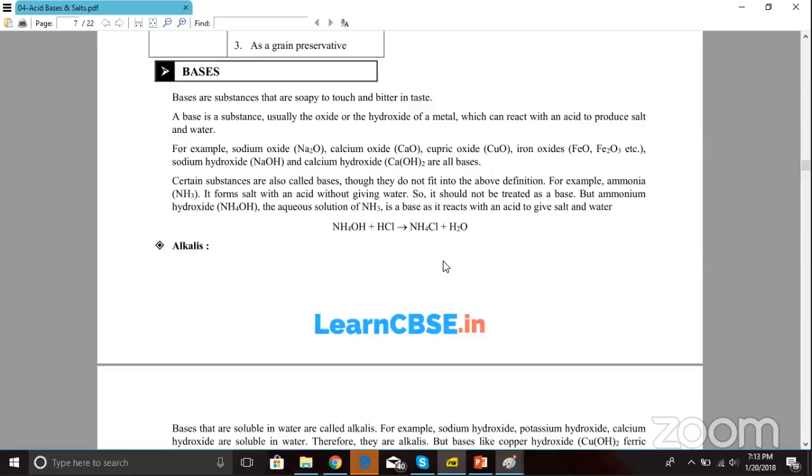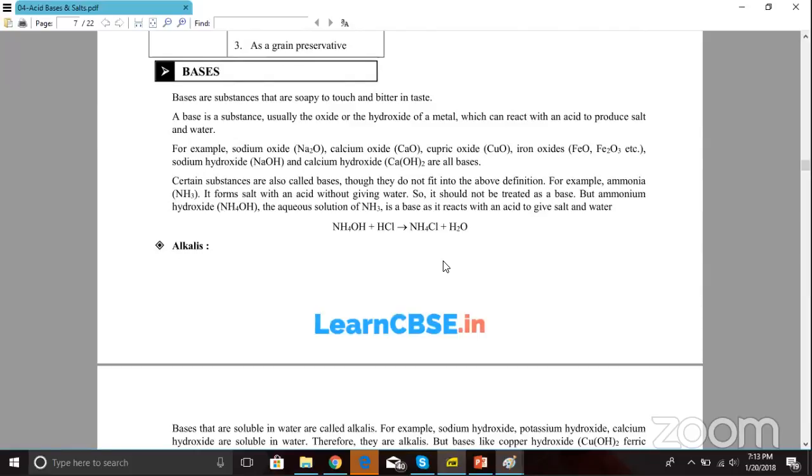So what is meant by a base? A base is just the opposite of an acid. It is bitter in taste and has a soapy feel to the touch. A base is a substance, usually the oxide or the hydroxide of a metal. For example, if you take Na, it will be either Na2O or NaOH, which can react with an acid to produce salt and water.